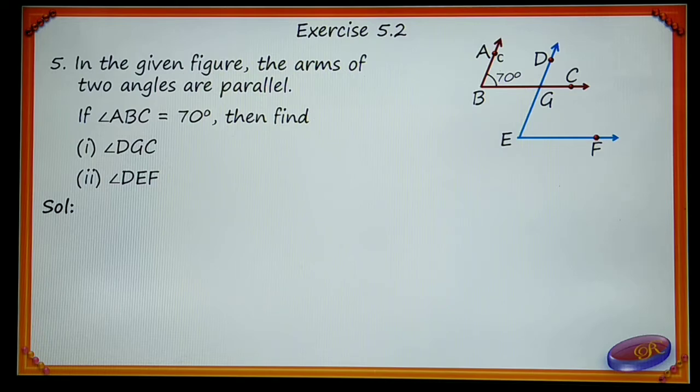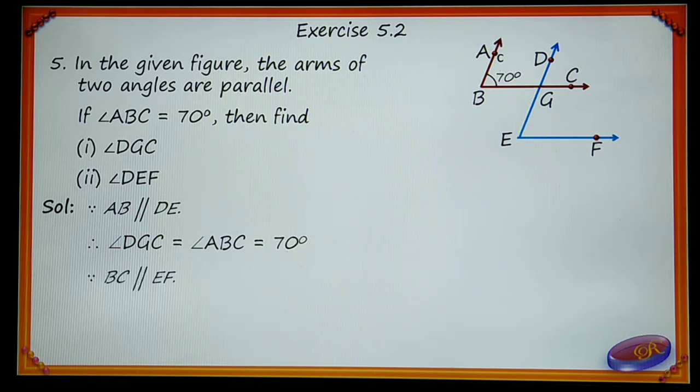Since AB is parallel to DE, therefore angle DGC is equal to angle ABC, corresponding angles. But angle ABC is equal to 70 degree, therefore angle DGC is equal to angle ABC is equal to 70 degree.